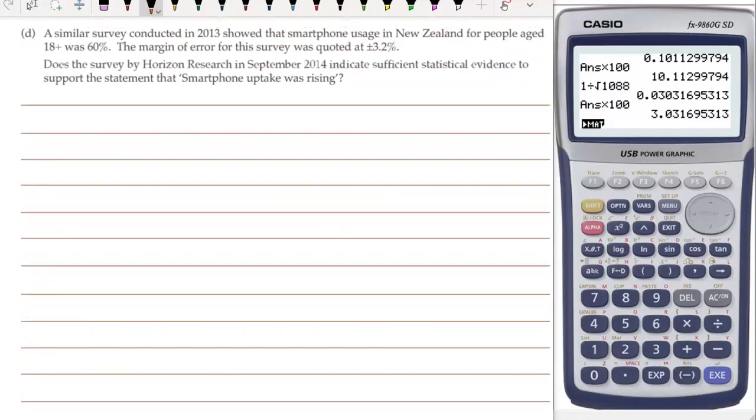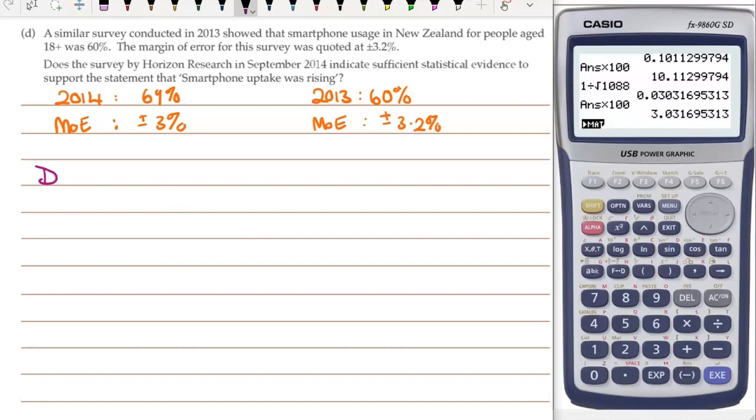For part D, we want to test if there's been a difference. So the 2014 proportion was 69%. 2013 we've just been given as 60%. The margin of error in 2014 we'd worked out previously to be plus or minus 3%, and we've been quoted a margin of error in 2013 to be plus or minus 3.2%. So now we want to work out a confidence interval on the differences. So the difference is 69 minus 60, so that is 9%.